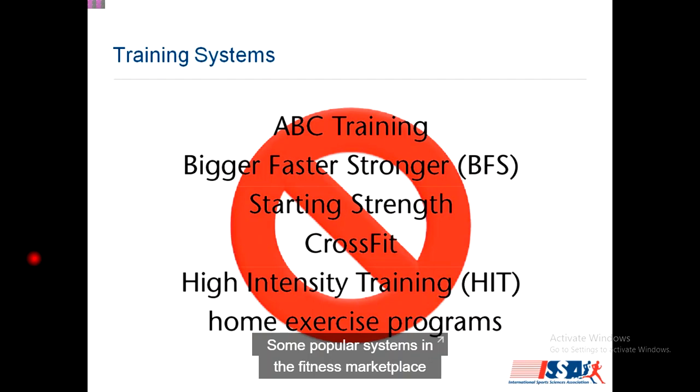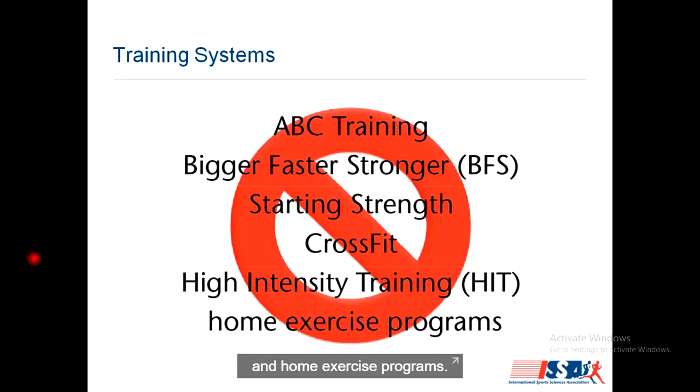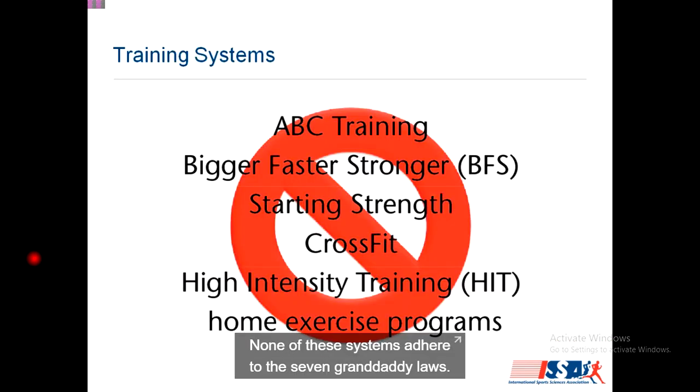Some popular systems in the fitness marketplace today include ABC Training, Bigger, Faster, Stronger, BFS, Starting Strength, CrossFit, High Intensity Training, HIT, and home exercise programs. None of these systems adhere to the 7 Granddaddy Laws.